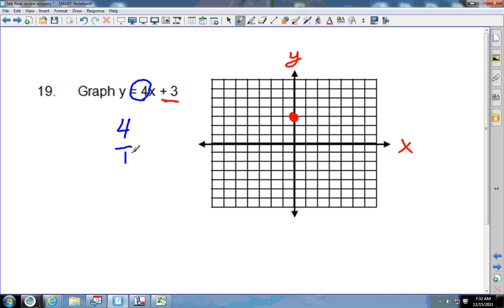How does that tell me to move? It's positive, so it tells me to move up, the bottom number to the right. So right here, I'm going to start at my y-intercept. I'm going to go up 1, 2, 3, 4, and to the right 1 and put a dot. Now, I'm out of room here, but I need to go backwards, so I can go back to the y-intercept, and this time I'm going to do it opposite. I'm going to go down 1, 2, 3, 4, and to the left 1. And then I can draw my line.